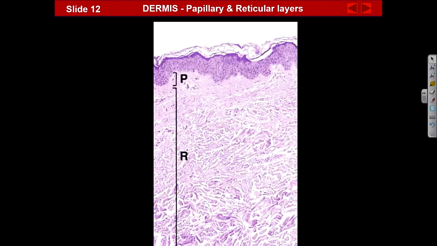Okay. Low power view of the dermis now. So the epidermis is this darker stained area here. The papillary layer, the peg and socket interdigitations into the epidermis, and the more reticular layer is shown here with all of the connective tissue in the reticular layer. Okay.